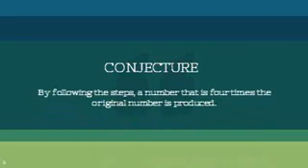Okay. When we say conjecture, by following the steps, a number that is 4 times the original number is produced. Kasi nga doon sa kanina naging outcome is 20 at ang naging original number is 5. So 20 divided by 5 is 4. So panigurado kung may pili kayo ng any number na susundin niyo yung process kanina, ang magiging outcome nyo is 4 times doon sa original number na pinili ninyo.